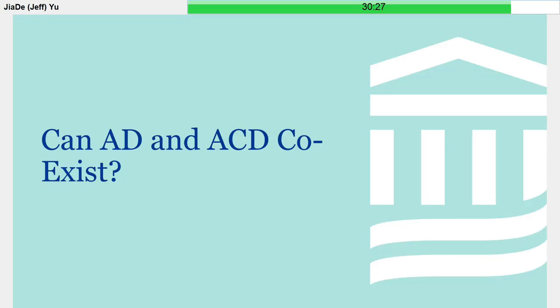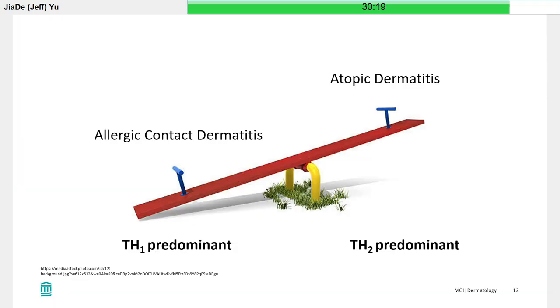So the big question here, and the central focus of my talk, is: can allergic contact dermatitis and atopic dermatitis present at the same time? One of the things that we've been taught to think is that allergic contact dermatitis is a Th1 predominant disease, while atopic dermatitis is a Th2 predominant disease. And these are two different ends of a seesaw. So if one side goes up, the other side must come down, and the reverse must be true.